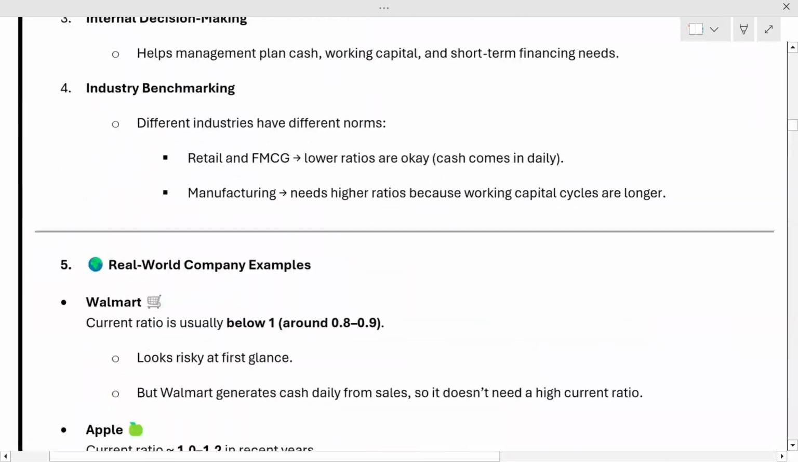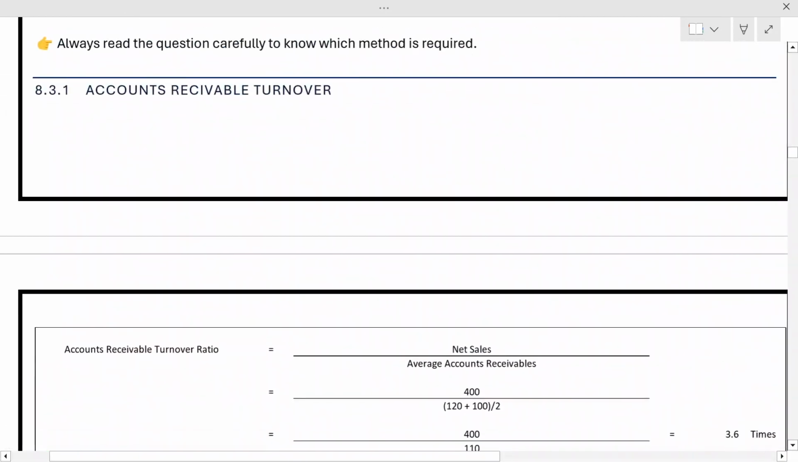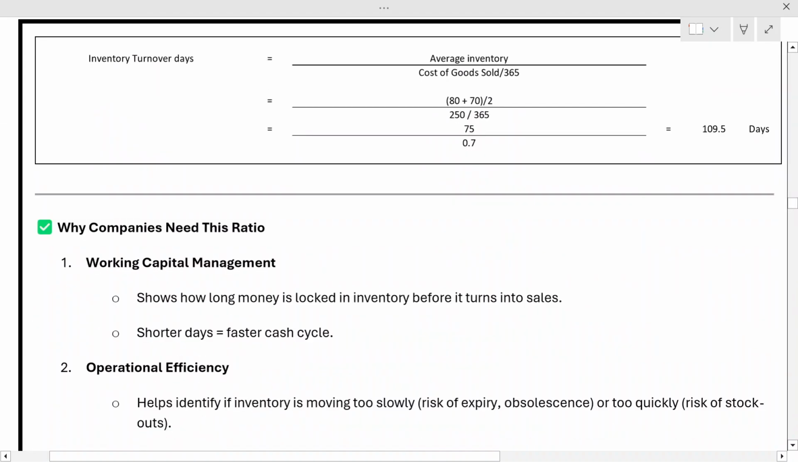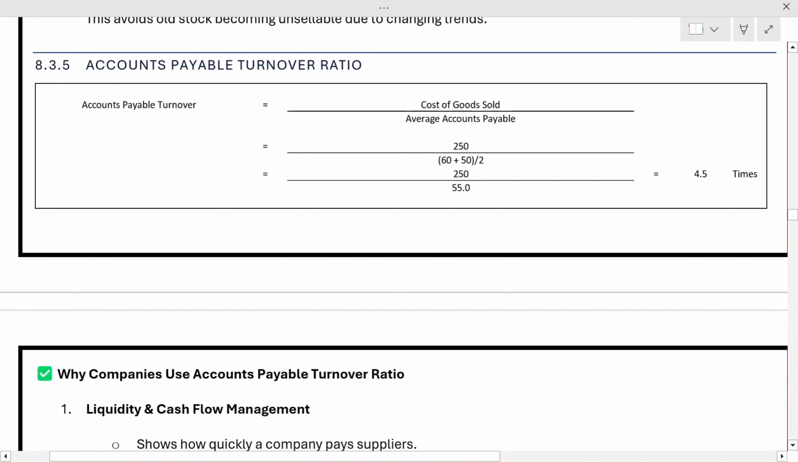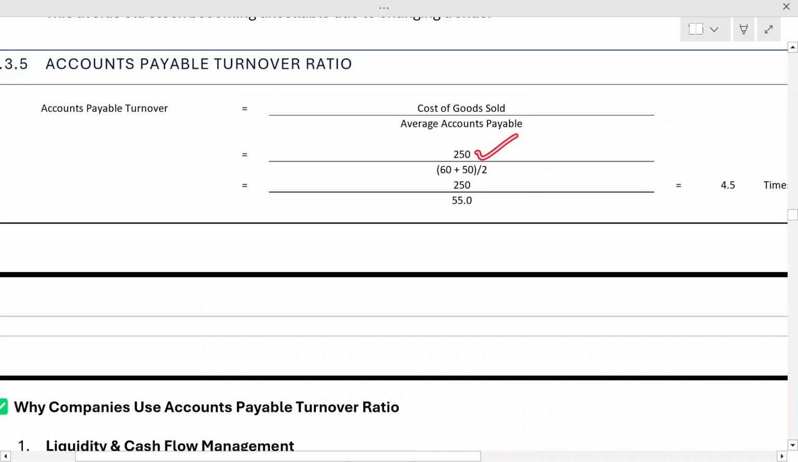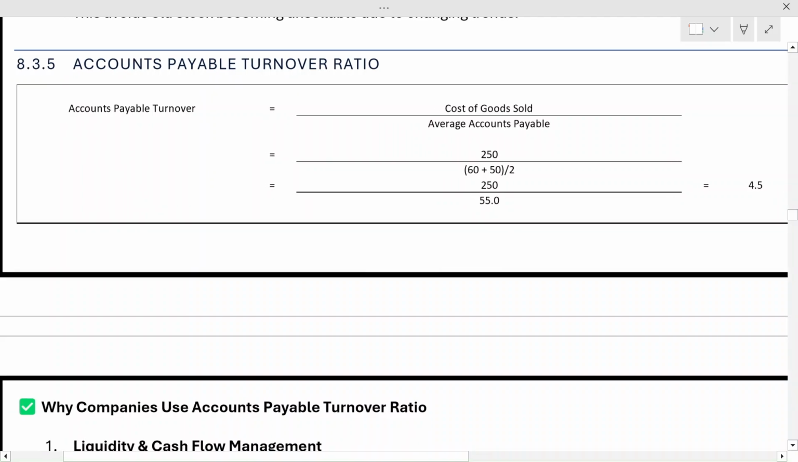Now if we go to our accounts payable here as well, again, one second. Yeah, so here our cost of goods sold was 250, and our average accounts payable was 60 plus 50 divided by 2. That gives us 55. And if we solve this equation, we get an accounts payable turnover of 4.5 times. Accounts payable turnover simply means how efficiently we are paying our accounts payable.